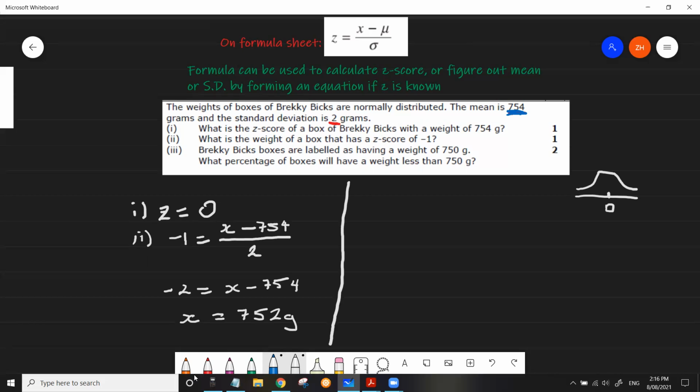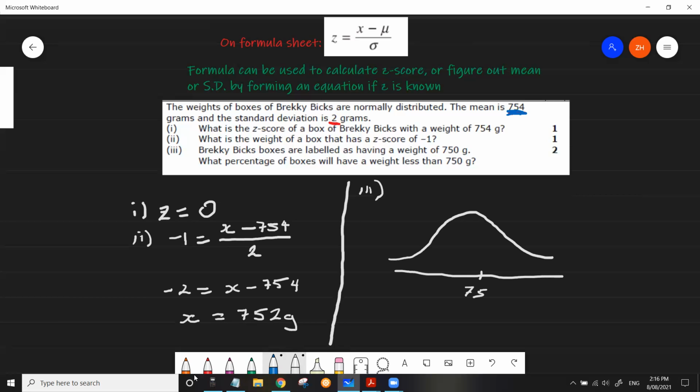And if we just look at part 3, we want to know, Brockie Bix boxes are labelled as having a weight of 750 grams. We want to know what percentage of boxes will have a weight less than this. So we'll just draw ourselves a slightly bigger version of that bell curve with our 754 in the middle. And let's go to the left because we're looking at the less than. We're going out 2 grams at a time. There's our 750. It's 2 standard deviations to the left.